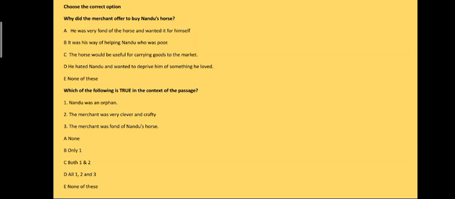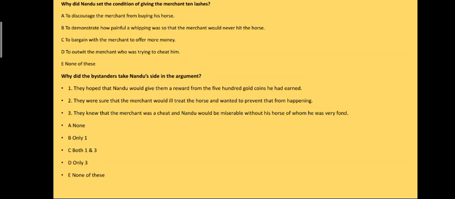Question number 2. Which of the following is true in the context of the passage? Nandu was an orphan. The merchant was very clever and crafty. The merchant was fond of Nandu's horse. So as per the passage, all the three are correct. So our option will be option D, they're all 1, 2 and 3.